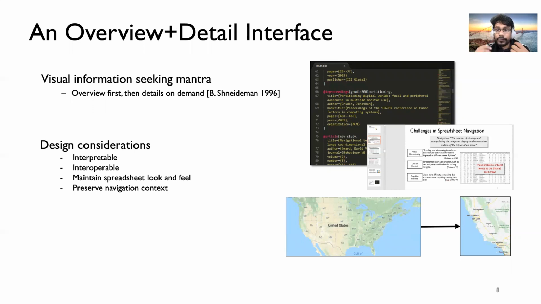So for example, the overview should be interpretable to the users, even if we are sort of abstracting the low level data. Operations on the spreadsheet and the overview should remain in sync. We should maintain the spreadsheet look and feel so that the users can keep performing the typical spreadsheet operations. And finally, the overview needs to preserve the navigation context so that the users don't get lost.